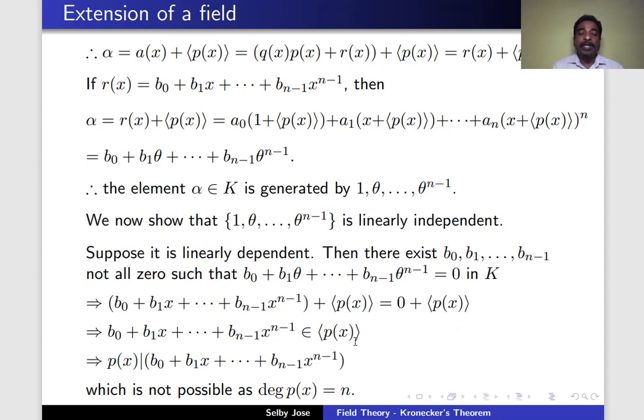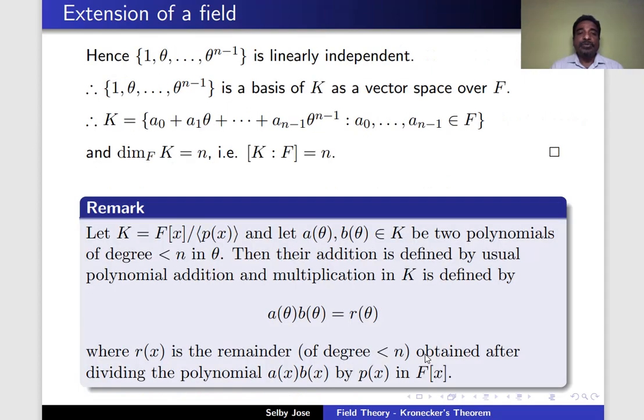That means that the polynomial p(x) divides the polynomial b0 + b1x + and so on + b_(n-1)x^(n-1), which is not possible because this polynomial has degree at most n-1 and p(x) is a polynomial of degree n. So this division is not possible. Therefore our assumption is wrong. Therefore 1, θ, θ², and so on, θ^(n-1) is linearly independent.